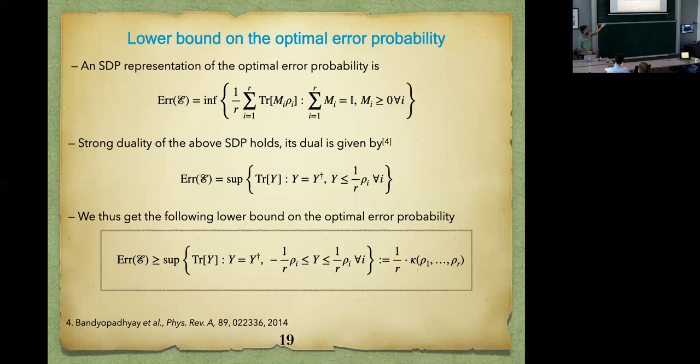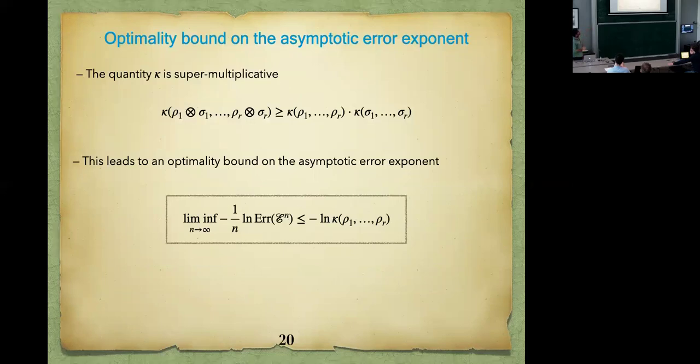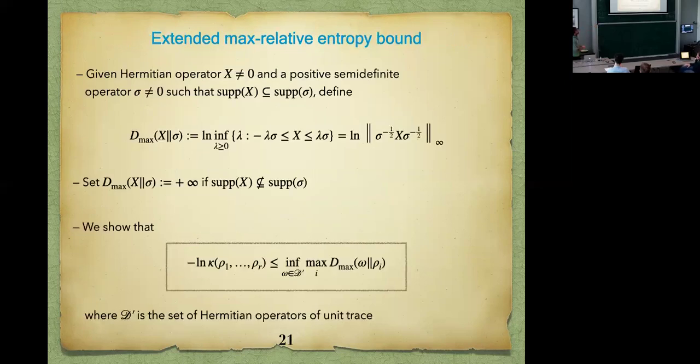Well, why did we do that? Because there is an interesting quantity related to this thing. Let's denote that by one normalizing factor times kappa of rho 1 up to rho r. And it turns out this quantity is supermultiplicative, which is very nice, because using this property, we get this upper bound or optimality bound on the asymptotic error exponent for the antidistinguishability task.